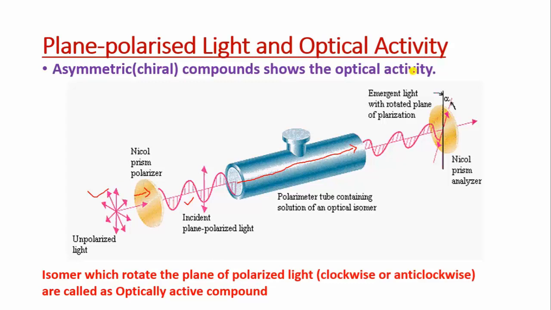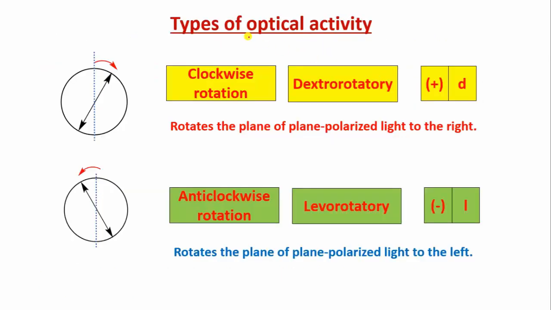Asymmetric compounds show optical activity. There are two types of optical activity. If an isomer rotates plane polarized light clockwise, it is called dextrorotatory and is denoted by a plus sign or small d. If an isomer rotates plane polarized light to the left side or anti-clockwise, it is called levorotatory, denoted by a negative sign and a small l.